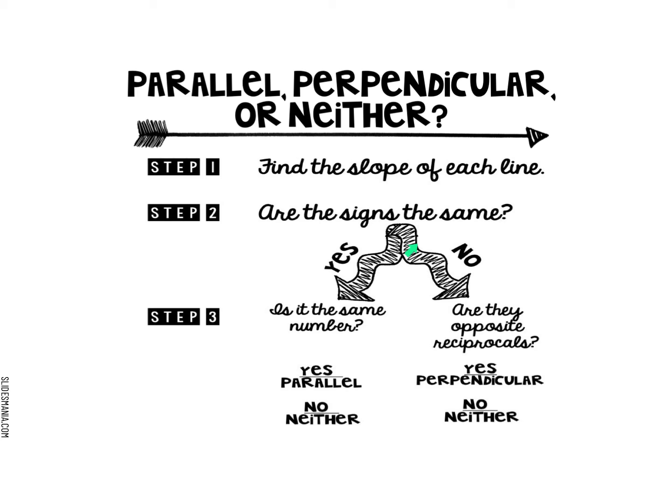Then we look to see, if the signs are not the same, if one is positive and one is negative, then we check to see, are they opposite reciprocals, like we just talked about. If they are, then the lines are perpendicular, and if they're not, the answer is neither. So let's look at some examples where we determine if lines are parallel, perpendicular, or neither.